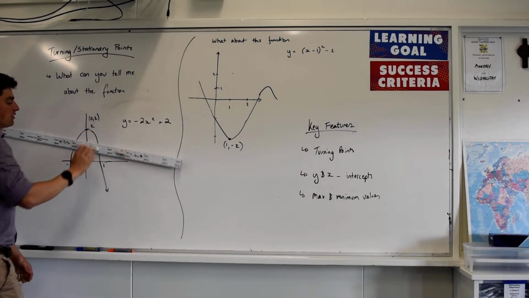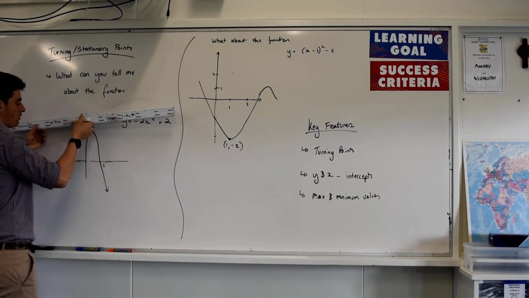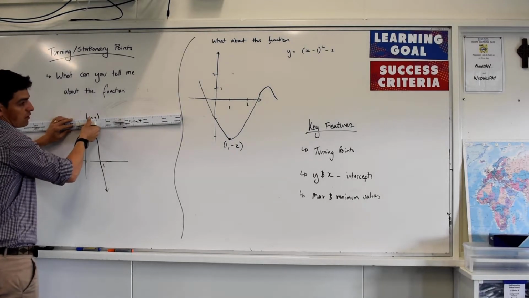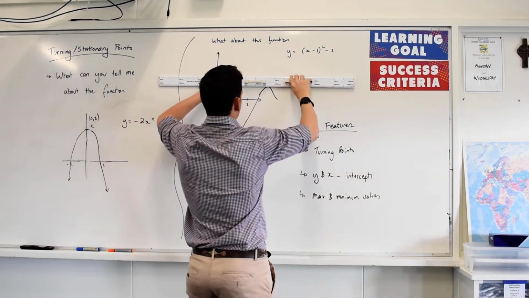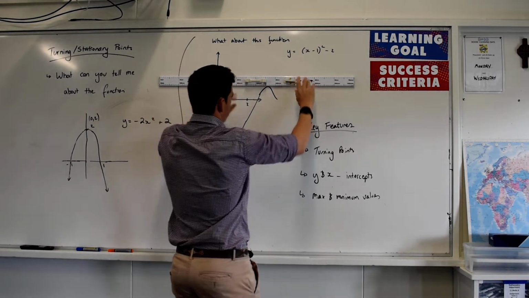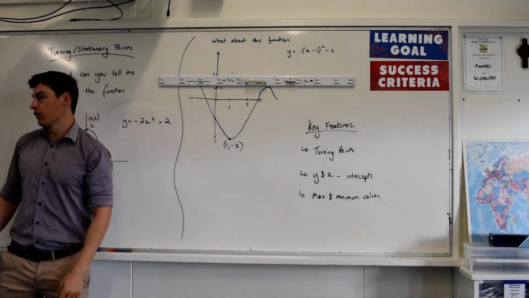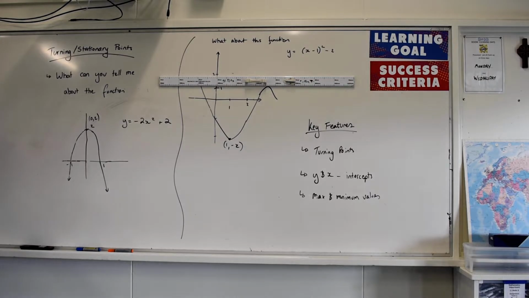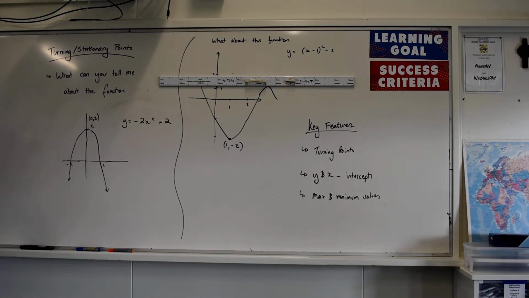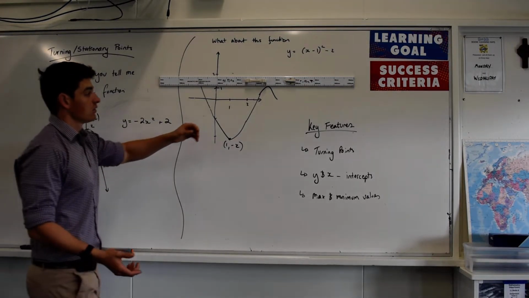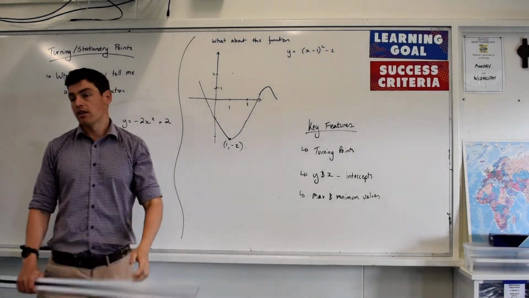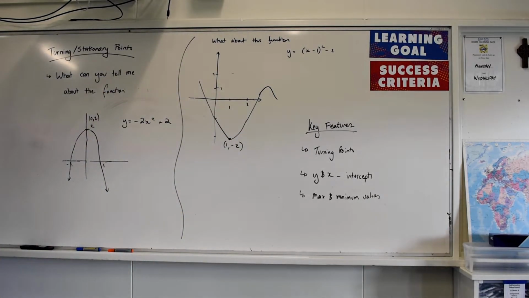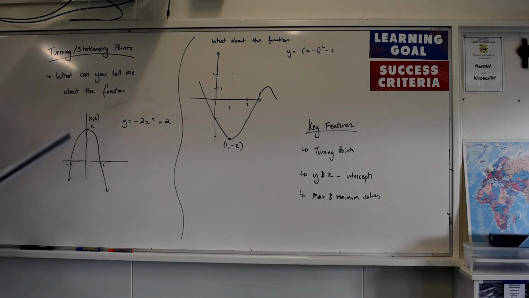Is that my tangent, with my magnetic ruler? Yes. What can you tell me about all three of those tangents? What is a tangent? Starts with I, R, O, C. Instantaneous rate of change, correct? So the gradient of the tangent tells us our instantaneous rate of change.